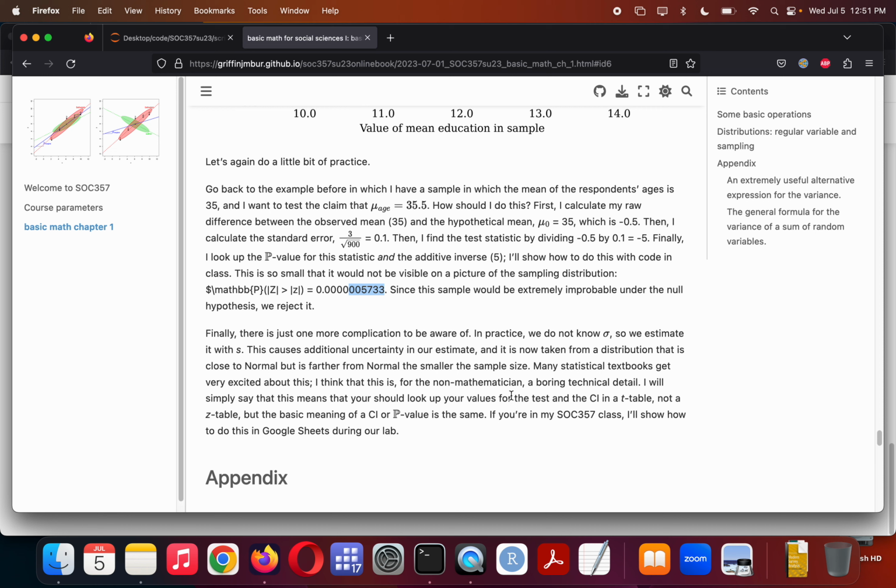So I'll simply say that this means you should look up your values for the test and the confidence interval in a t-table, not a z-table, but the basic meaning of a confidence interval or a p-value is the same. If you're in my SOC257 class and you're watching this, I'll show you how to do this in Google Sheets during our lab, so don't worry too much for now. It changes our procedure, but only slightly.